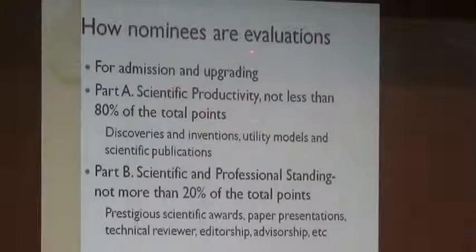How are nominees evaluated? For admission and upgrading, Part A, scientific productivity, is not less than 80% of the total points. Part B, scientific and professional standing, is not more than 20%. So actually, for the entry rank of Scientist 1, you can have just scientific productivity and be Scientist 1. You don't need the professional standing. Scientific productivity includes registered and patented technologies, scientific papers, and some points for others. But now we are really going to have more emphasis on scientific papers and technologies.